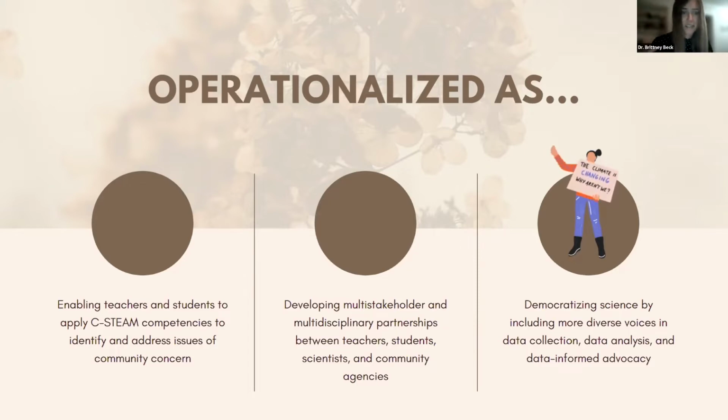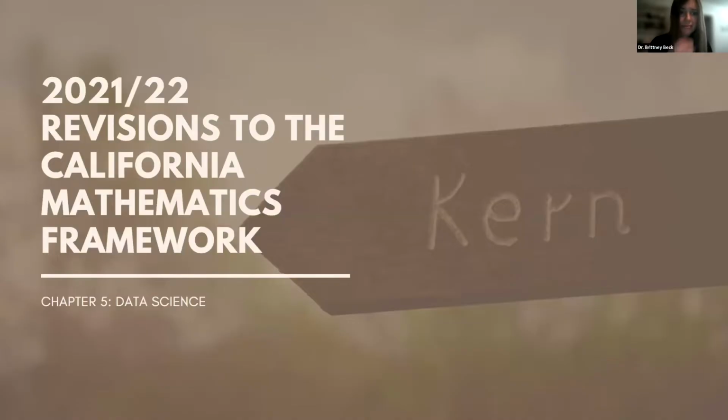But a different way to operationalize citizen science that might be more familiar in the current landscape of standards in California is enabling teachers and students to apply C-STEAM competencies, with the C standing for computer science, to identify and address issues of community concern, to do so in partnership between teachers, students, scientists, and community agencies. And then most germane to our purpose today is using citizen science and data science to democratize science by including more diverse voices in question posing, data collection, data analysis, data visualization, and data-informed advocacy.